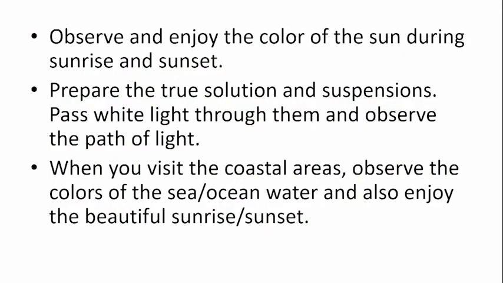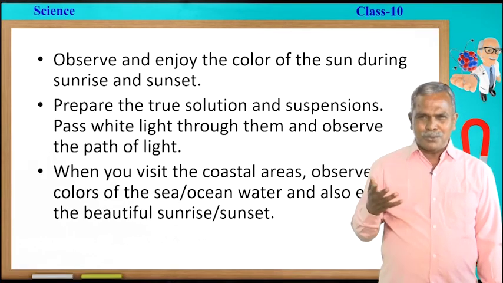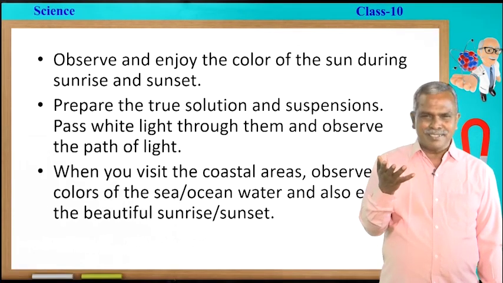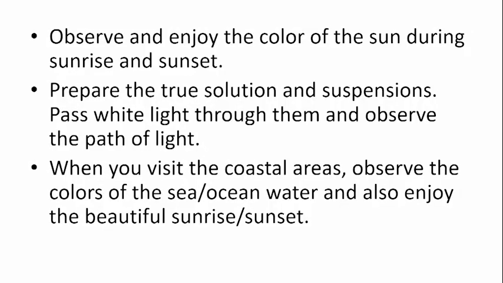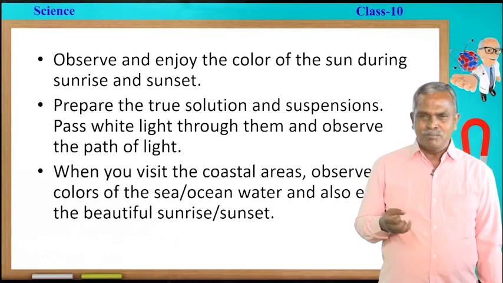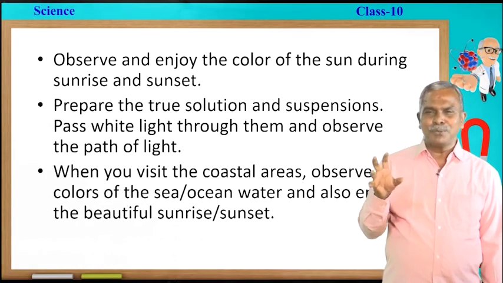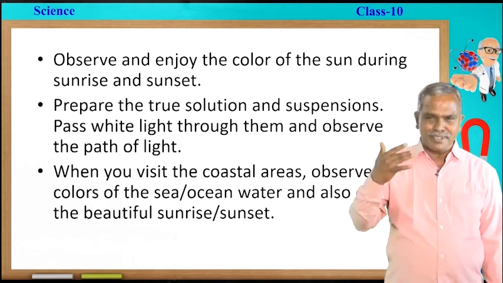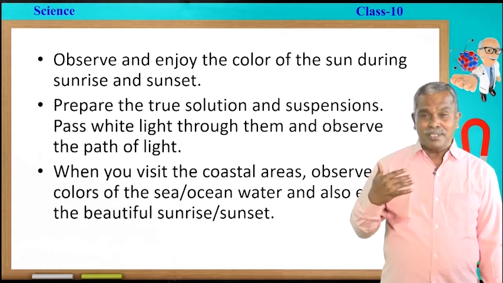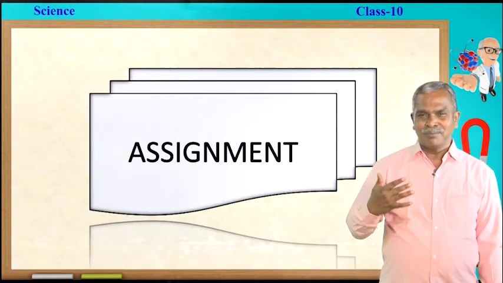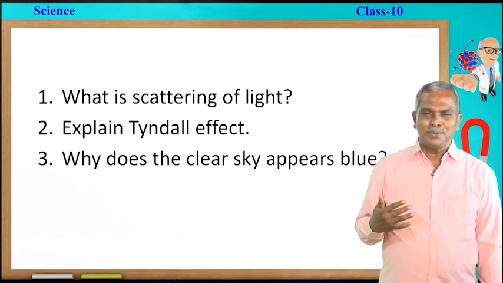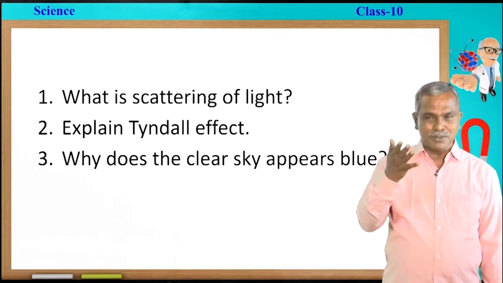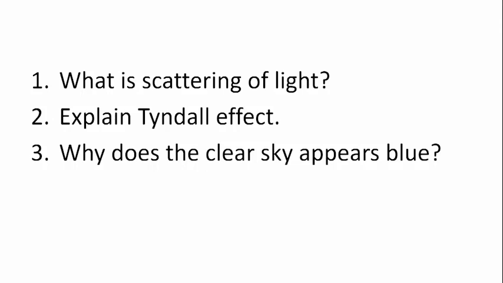Okay, children, let me give some activity for you. I need not say observe the sunrise and sunset, you are going to observe and you are going to enjoy. If you go to coastal areas, you please enjoy the sunrise and sunset, and if possible you do some solutions, suspensions, colloidal particles, etc., and you pass the white light through it and try to observe whether the path of the light is possible to see or not. Lastly, I am going to give one assignment in the form of 3 questions. The 3 questions are displayed on the screen. Without fail, please answer these questions.